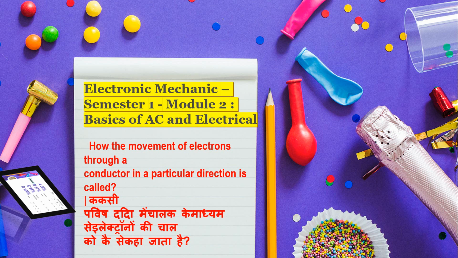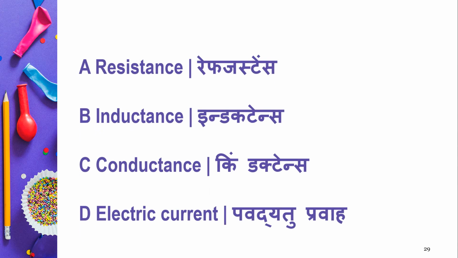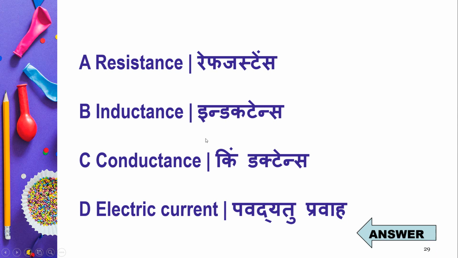How is the movement of electrons through a conductor in a particular direction called? In this question, he is asking what the flow of electrons in a circuit is called. The flow of electrons in a circuit is called electric current.